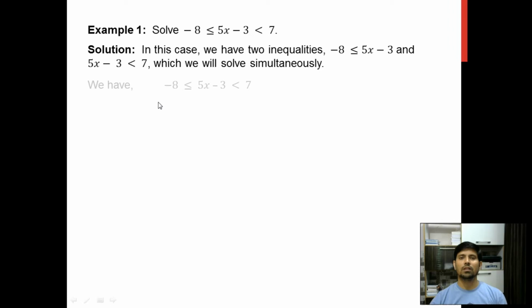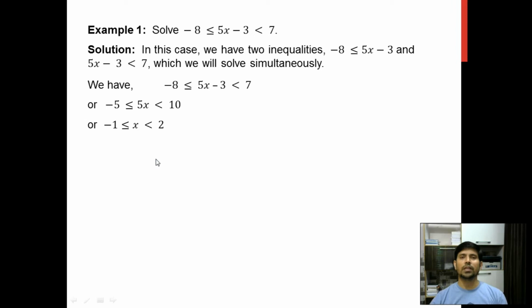So what happens, this is the inequality we have written, and by adding 3 in all, this will be minus 5 less than or equal to 5x is less than 10. Now what we will do next, we have to remove 5, so we will divide each term by 5, that is minus 1 is less than or equal to x is less than 2, and this is the required answer. It means this is the range of x.